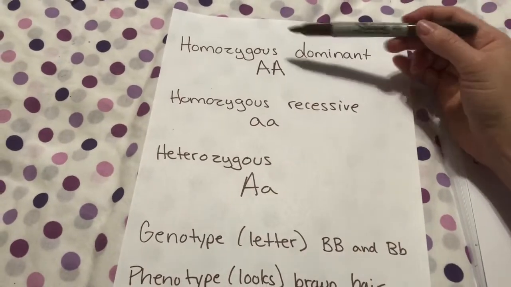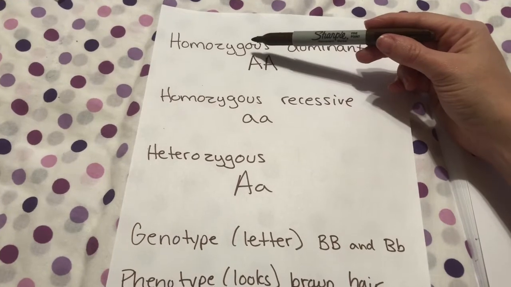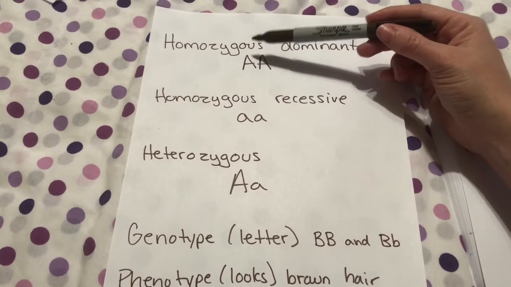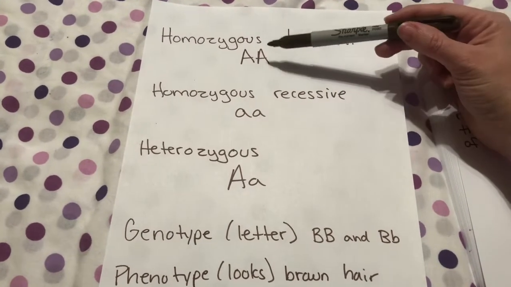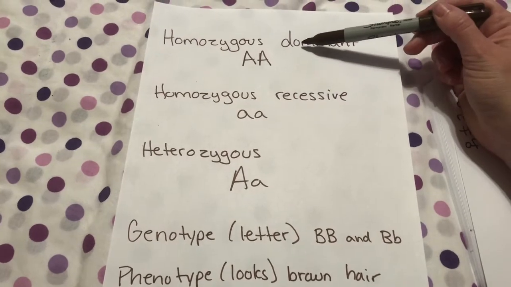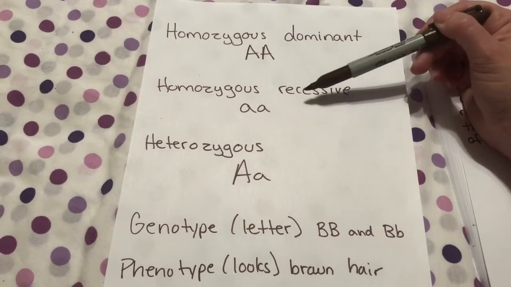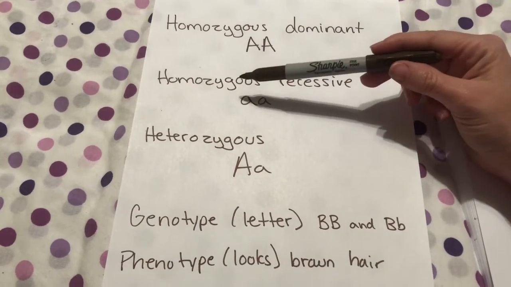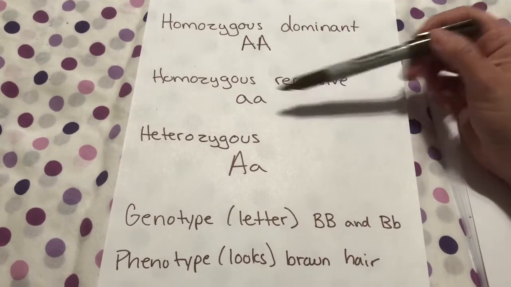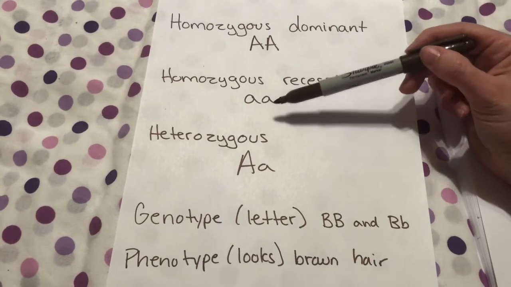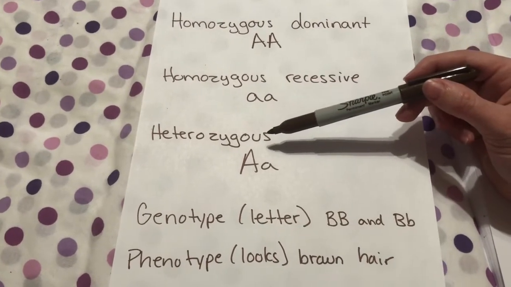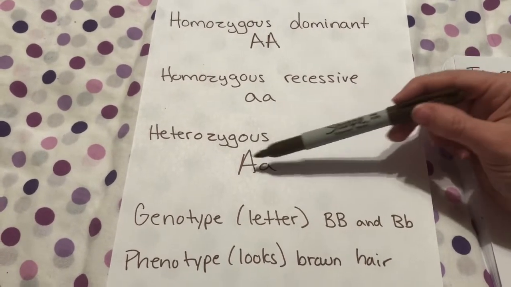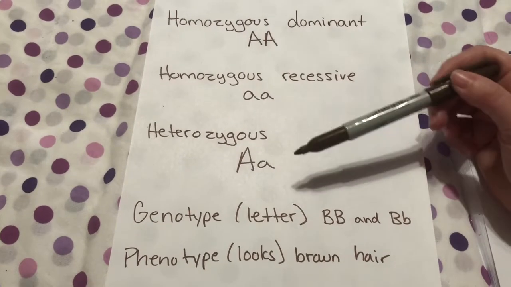Homozygous dominant. Remember, homo means same, so both of these letters are going to be the same. Dominant means they're both going to be capital letters. And remember, a dominant trait is going to overshadow a recessive trait. All right, homozygous recessive. Remember, homo means same. Both of these letters are going to be the same. Recessive means they're going to be small letters. Heterozygous, hetero means different. So the two letters are going to be different, one big, one little.